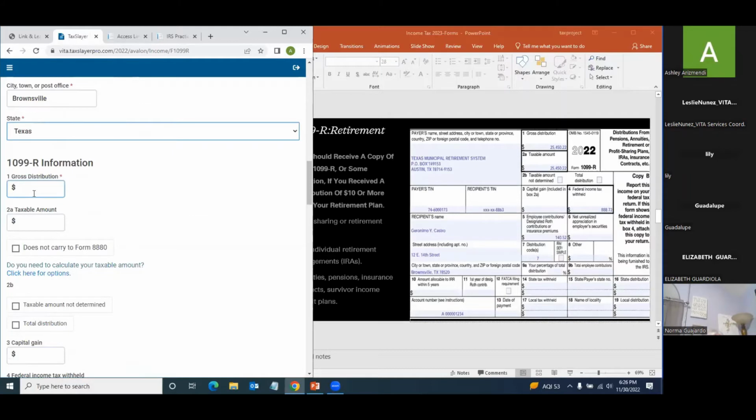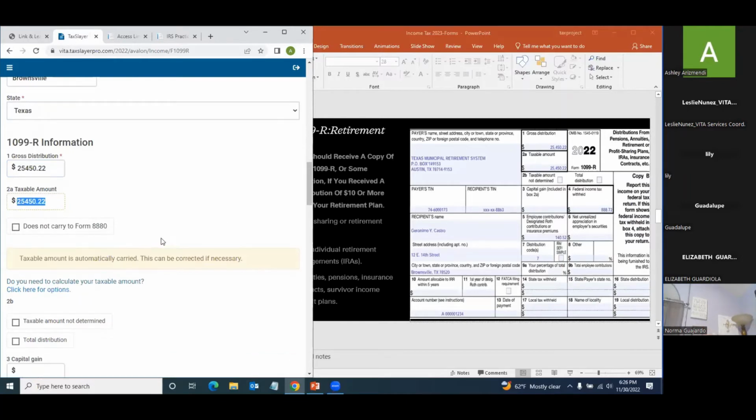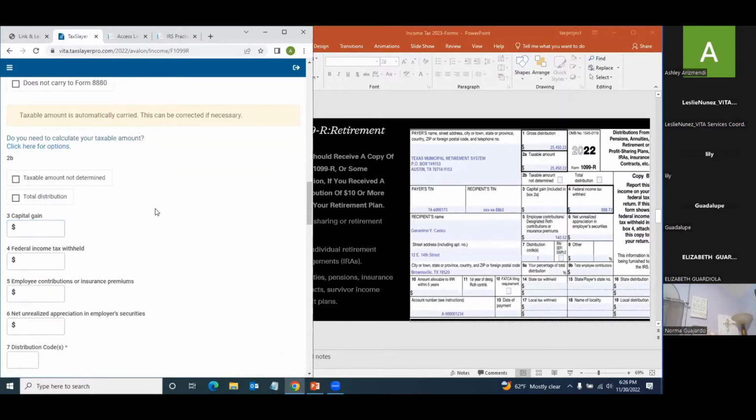All right. And then the gross distribution is 25,450.22. Usually for tax purposes, they don't ever count the cents, but we do want to put the same exact information that's on the form. And then you push tab and usually it populates. But just because it populates the amount doesn't mean that it's always going to be the same amount on the form. Okay. I'm a little bit confused with that.